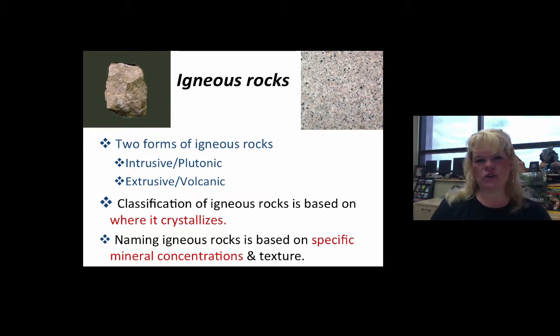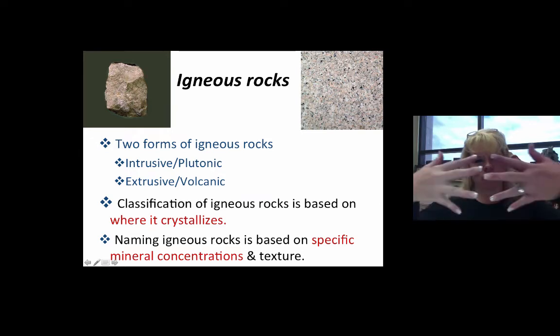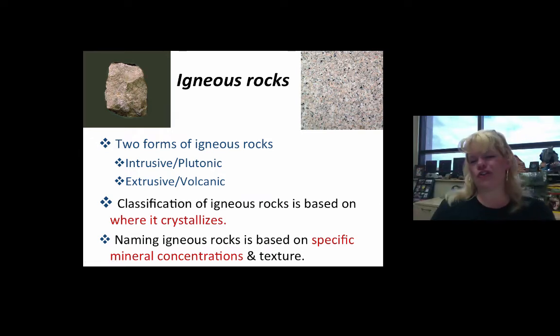So which way you categorize an igneous rock, whether it's volcanic, extrusive, or plutonic, intrusive, is determined on where it crystallizes. So if it crystallizes inside the earth, we call that plutonic because it takes longer to cool off, so you get bigger crystals like these that you can see that are interlocking. That interlocking thing is going to be important in a minute.